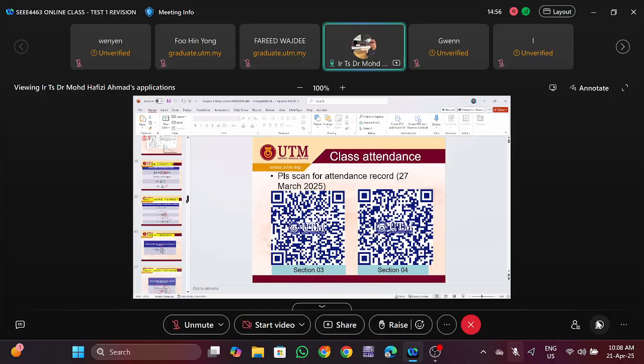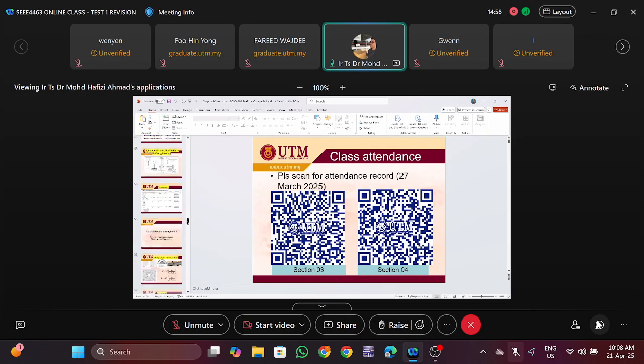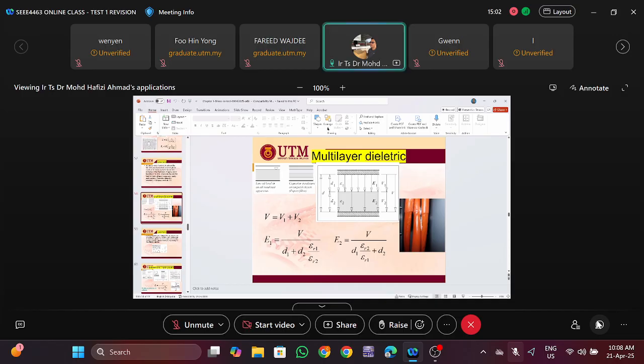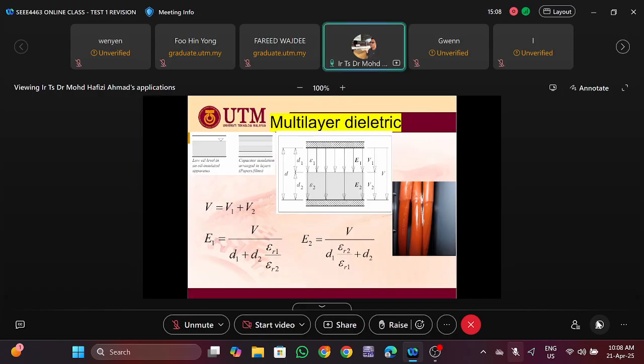If you still remember, we have these slides, this multi-layer. So we have these layers with epsilon 1 representing material 1 and epsilon 2 representing material 2. We have two different materials, and this is represented as a multi-layer.